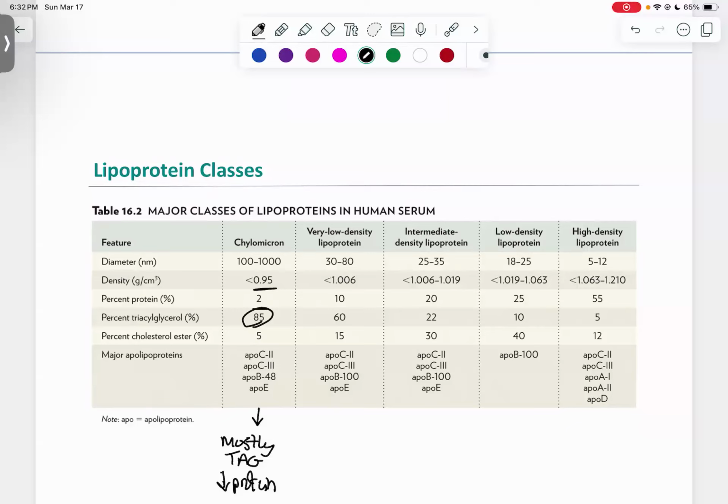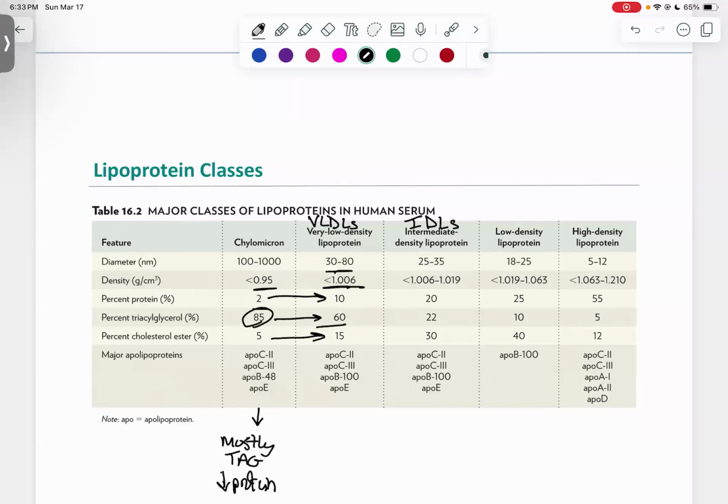Then we have very low density lipoproteins. These are our VLDLs, right? Our VLDLs are much smaller in size, but they have higher densities. And if you look, what happened? I went from 2 to 10. So my percent of proteins went up. My percent of triglycerides went down, and my percent of cholesterol esters went up. So we can see that they have different cargo, and so they have different properties. Then you have intermediate density lipoproteins, the IDLs.